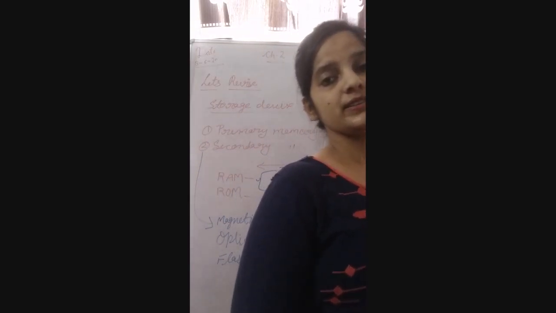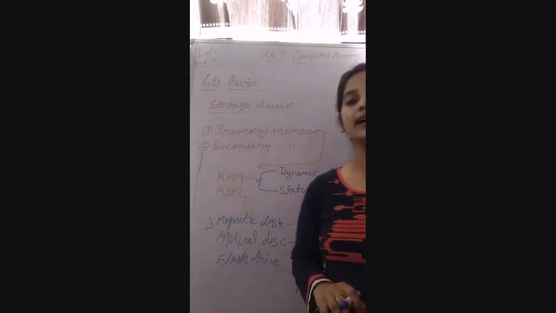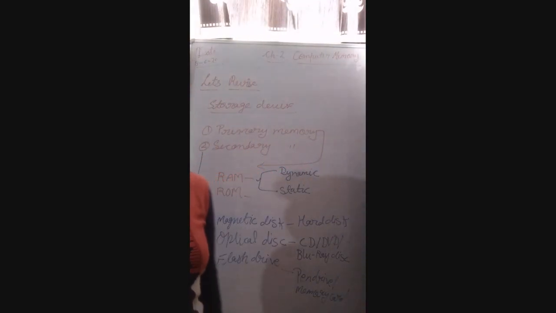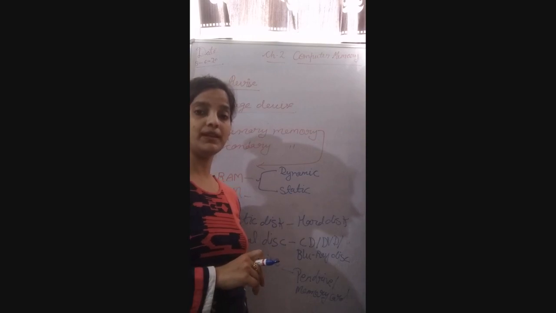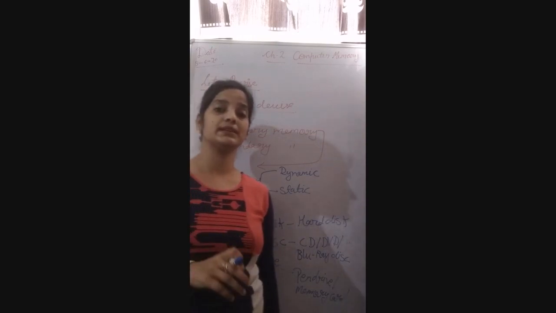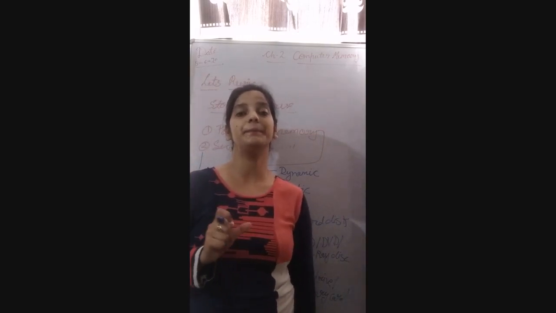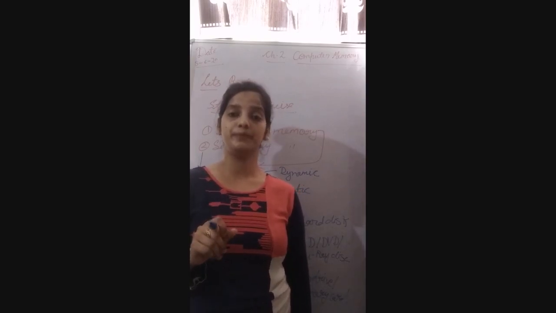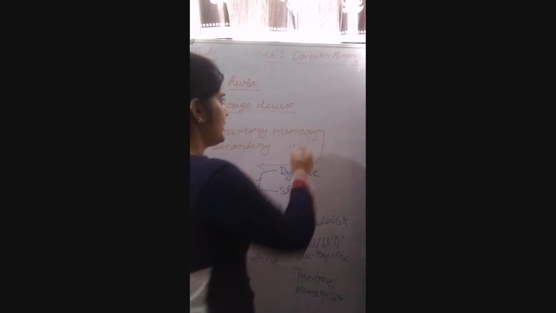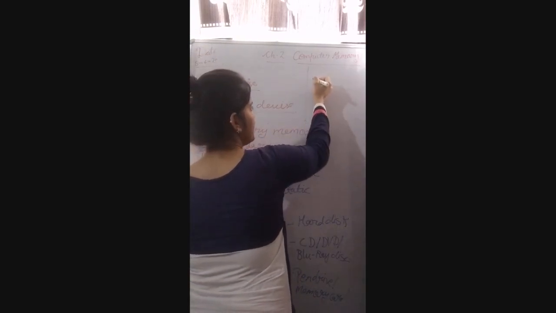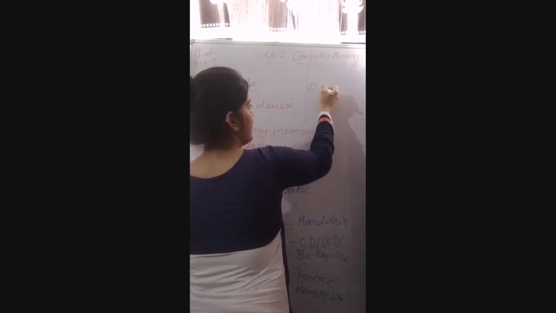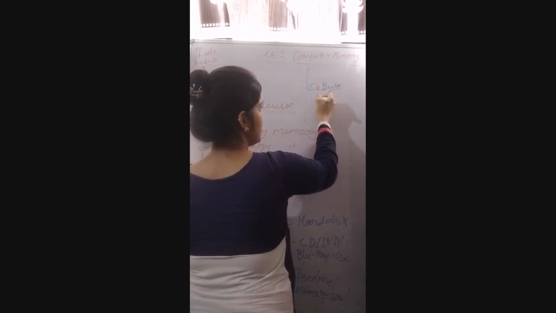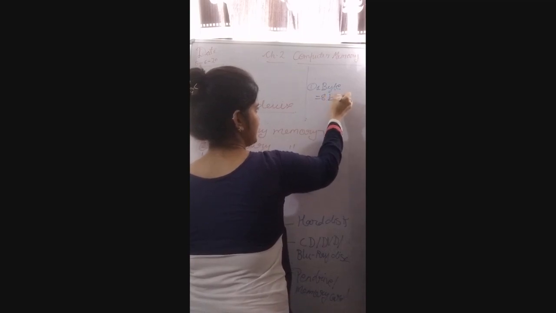Now the next one is measuring the computer memory. How can you measure the computer memory? Student, normally computer memory is measured in the form of bytes and bits. The smallest unit is known as bit, that is 0 and 1. So one byte is equal to 8 bits.